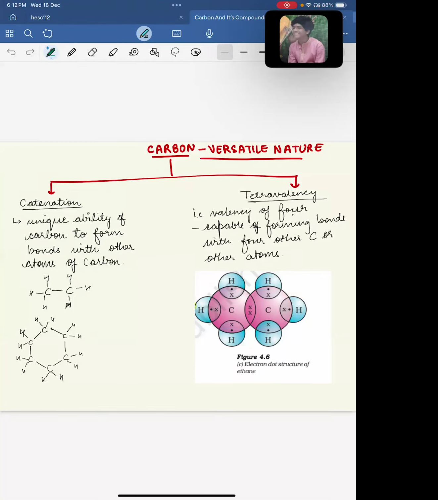There are millions of them; we can't compare other elements with the compounds of carbon. So why do we see these numbers? Anyone have any idea? It's written on the screen. Why do we have so many carbon compounds? It's mainly because of these two properties, catenation and tetravalency.